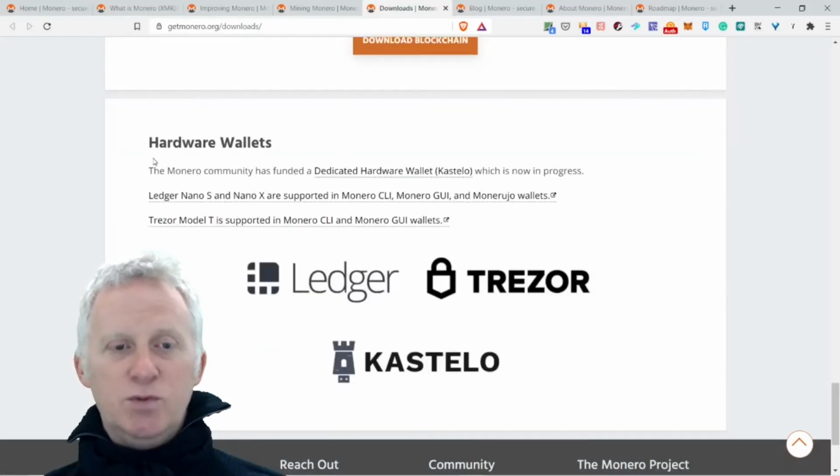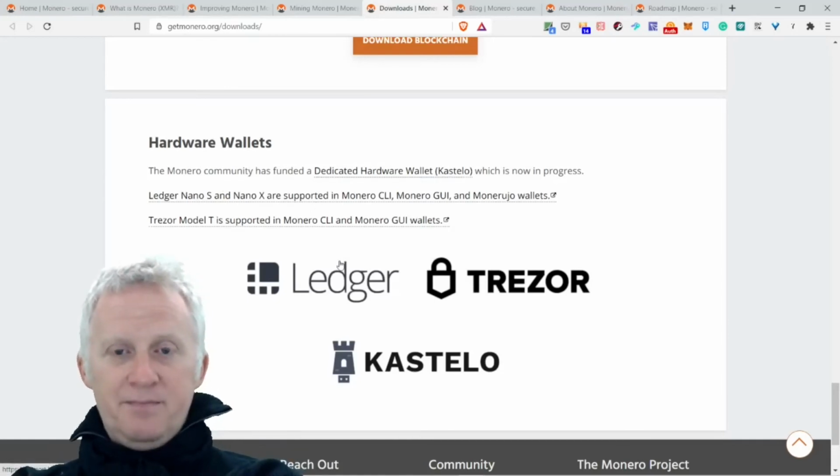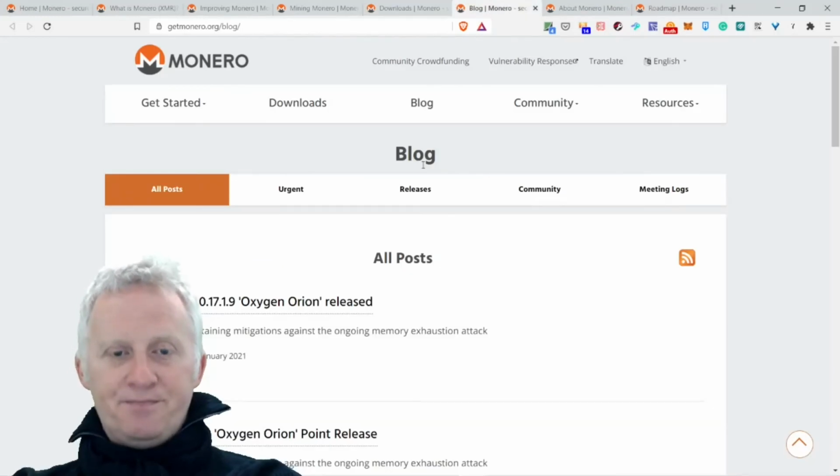And it supports the hardware wallet as well. The Monero community has funded this dedicated hardware wallet, Calesto, which is now in progress. Castello, Ledger, and Trezor. Let's jump to the next sections.